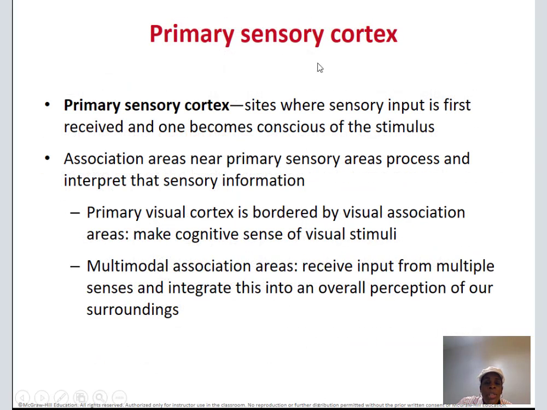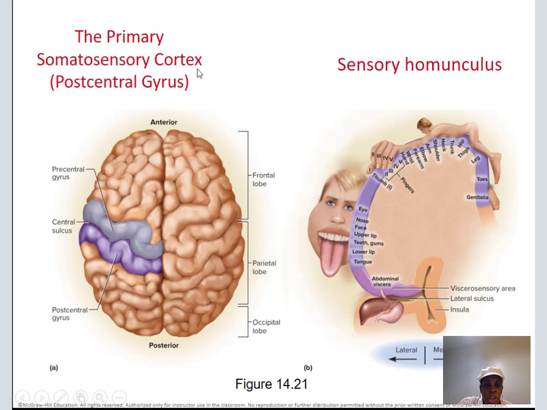So the primary sensory cortex will be the area where we receive the initial information, right? The initial. Here you see the somatosensory cortex, the post-central gyrus. So the post will be on the back side. It kind of makes sense to receive it because the spinal cord receives through the dorsal root, the back door. Remember I said we come in through the back door, we go out through the front door.